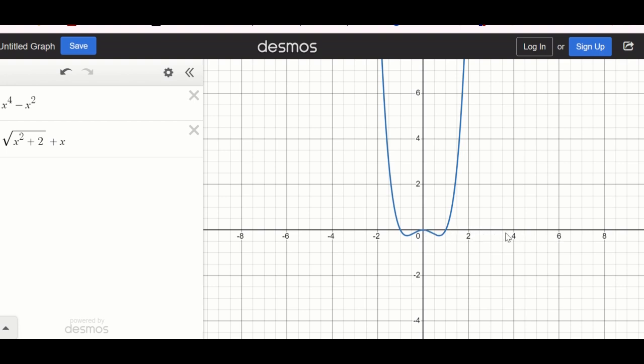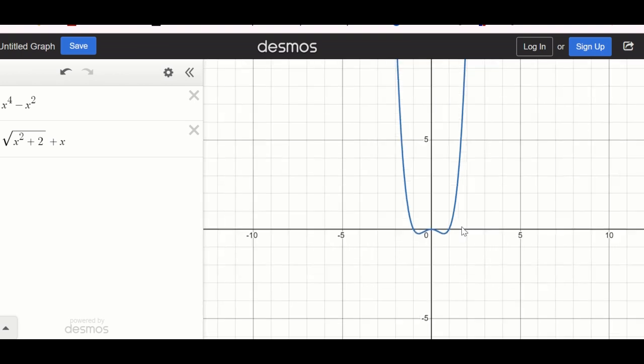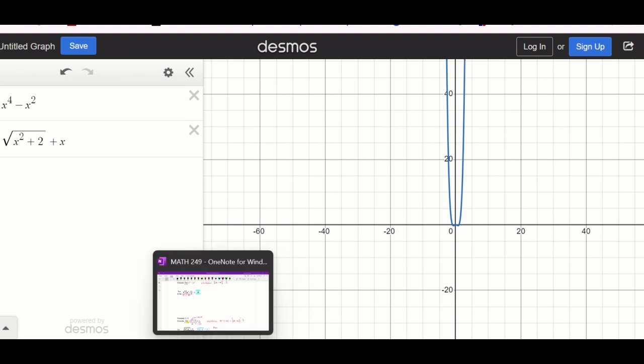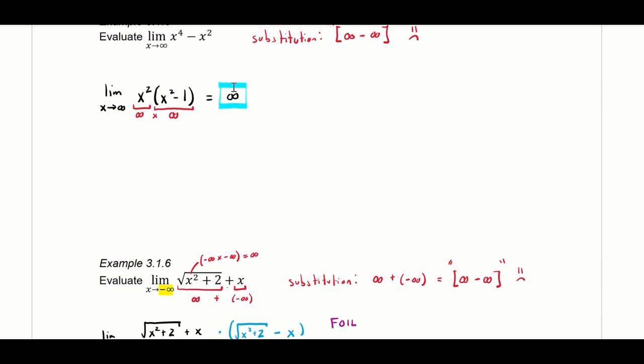As we go this way on the x-axis, what happens on the y-axis? And we can see pretty quickly as we let x get bigger and bigger and bigger, our function shoots way, way up. It's increasing without bound. Positive infinity is our limit. So that's a visual example of something going to positive infinity or increasing without bound in the positive direction.